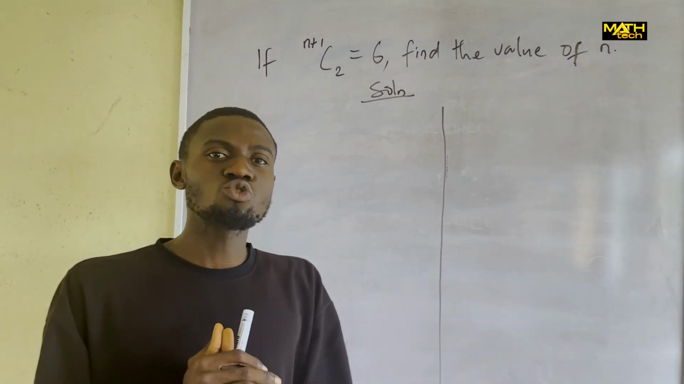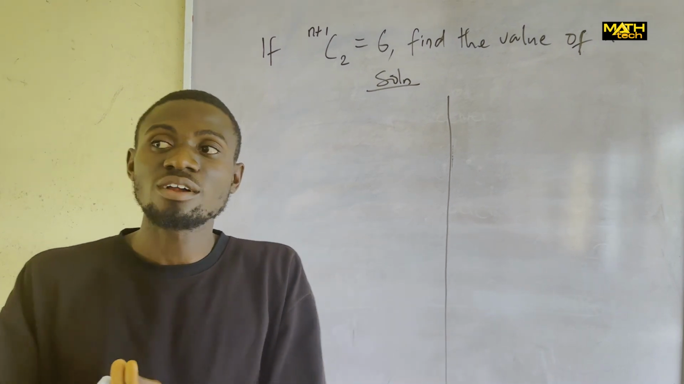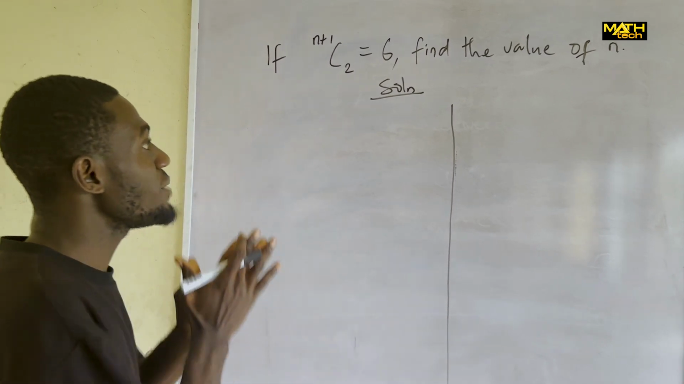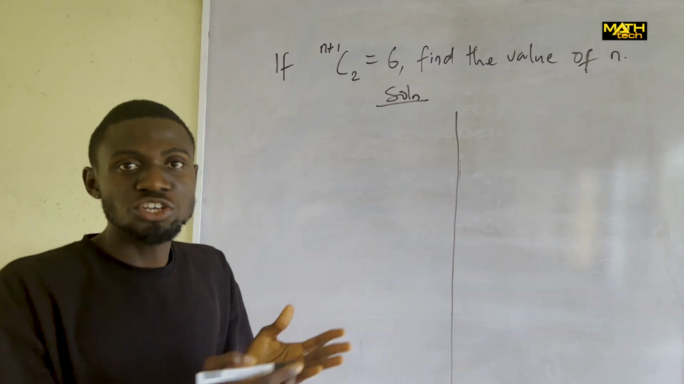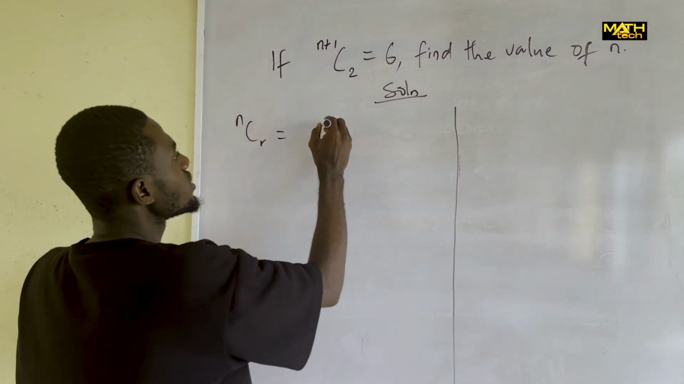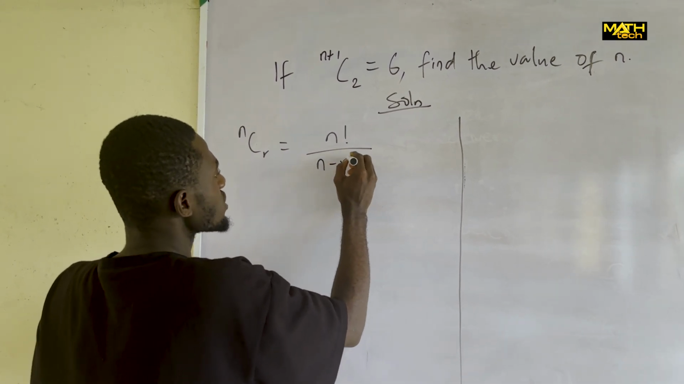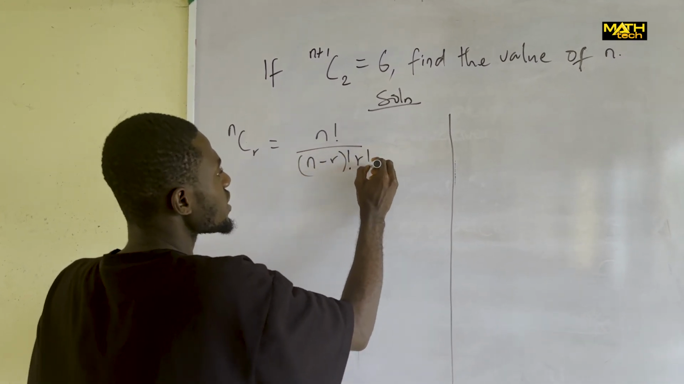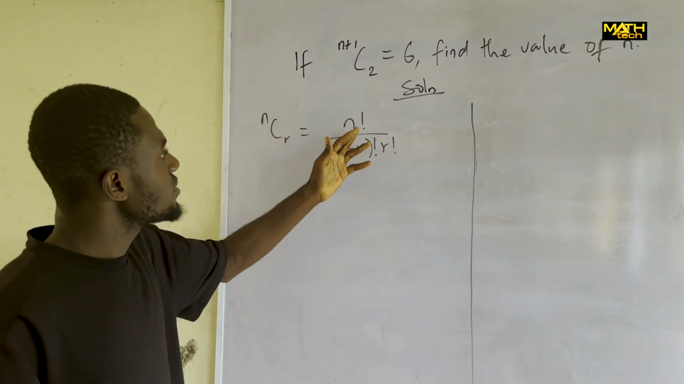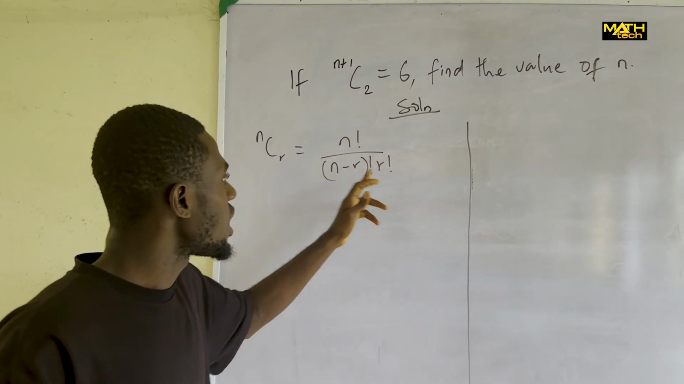Now, I'll give us two methods of solving this question. One is a really quick method of solving this in case you are having an objective test, but it is not really assured. But let me go straight with the formula of combination while solving this. Now we all know that n combination r is equal to n factorial all over n minus r factorial r factorial.